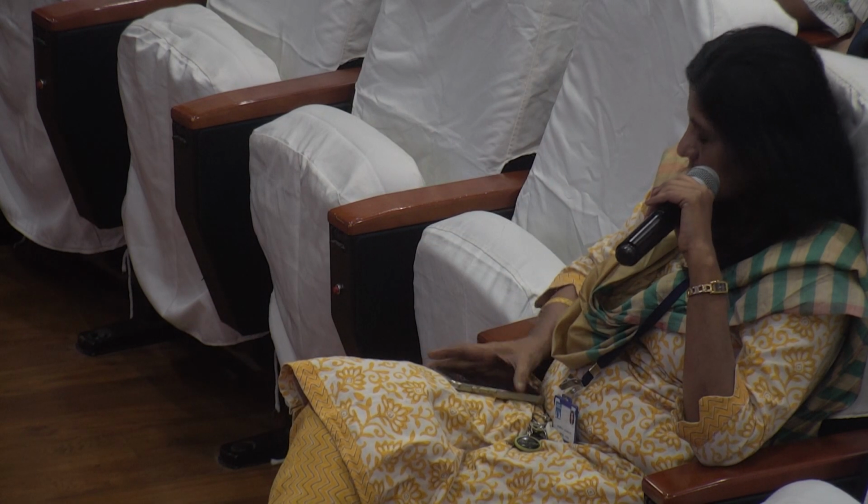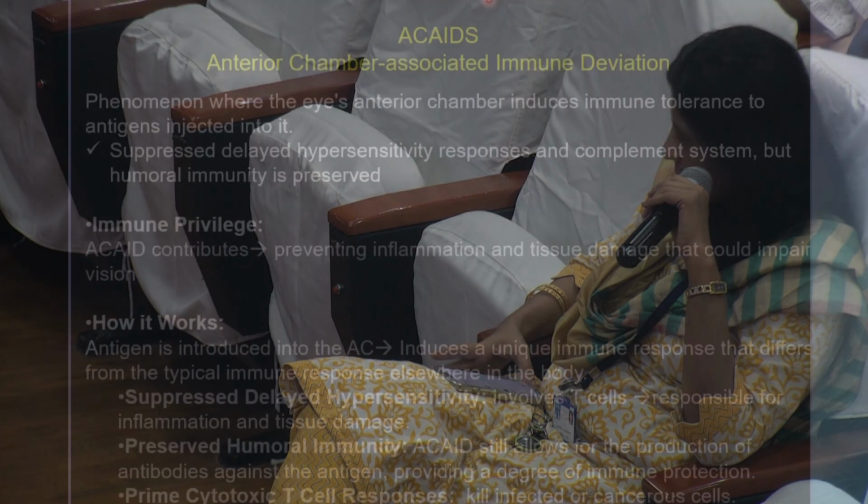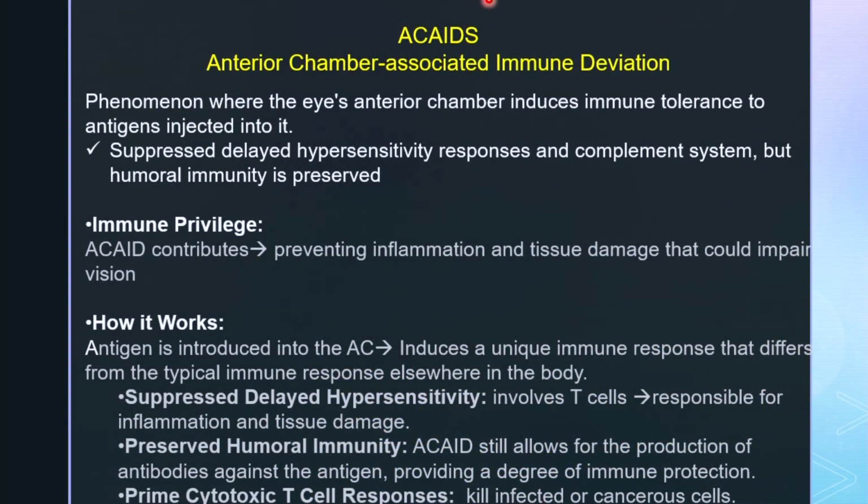Yes, ma'am. So ACAID stands for anterior chamber associated immune deviation. It is basically a phenomenon where the eye's anterior chamber induces an immune tolerance to the antigens injected into it. So this suppresses the delayed hypersensitivity response and complement system, but keeps the humoral immunity preserved. So it also adds to the immune privilege of the cornea, preventing the inflammation and the tissue damage that could otherwise impair the vision.